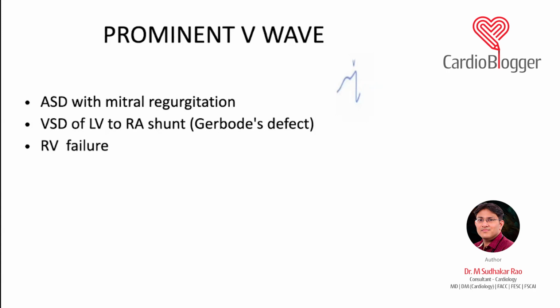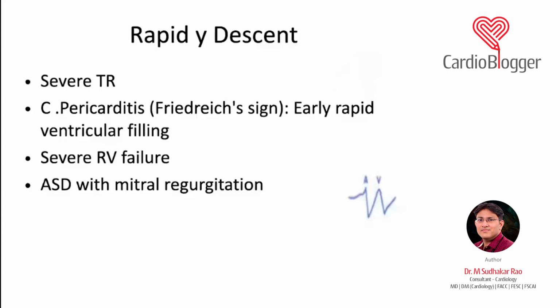Also, Gerbode's defect, where there is a VSD from the LV to the RA, all the LV pressure and the V waves are reflected into the RA. So Gerbode's defect is one of the important causes of a prominent V wave. So these three causes, if you know, I think it's done: tricuspid regurgitation, ASD with MR, and VSD from LV to the RA, which is known as Gerbode's defect.